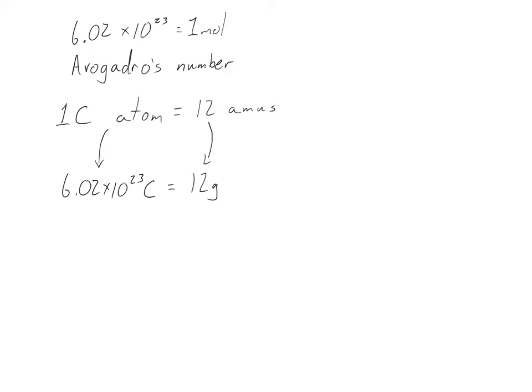Let's do this with another atom. Let's do oxygen. So if I have 1 oxygen atom, I'm going to look at the periodic table and see what is the atomic mass on oxygen. I'm just going to round this one. In this case, since it's so close to 16, I'm just going to say it's 16 AMUs.